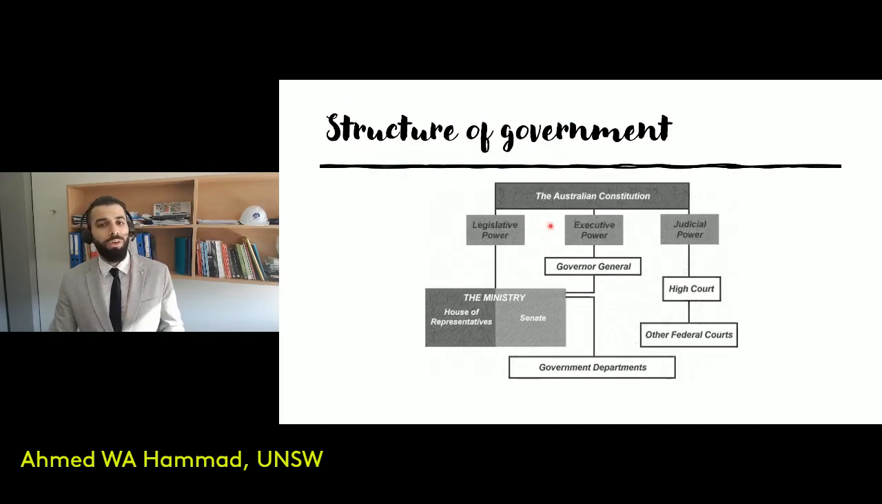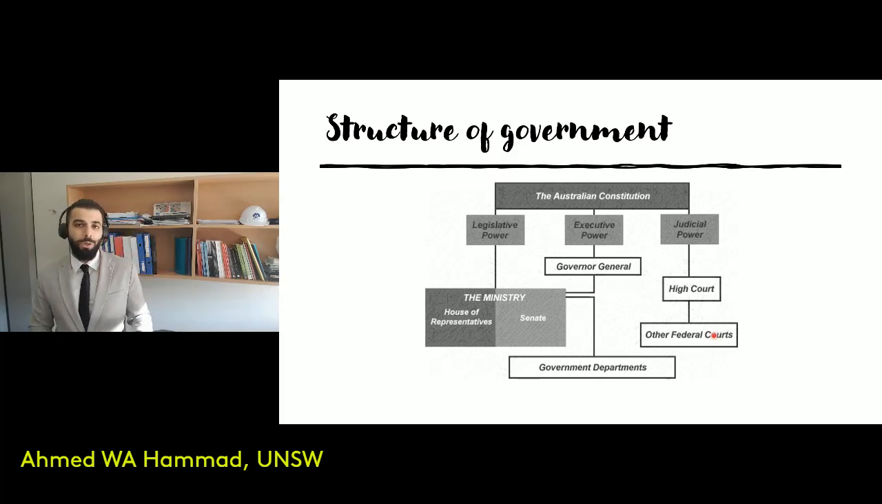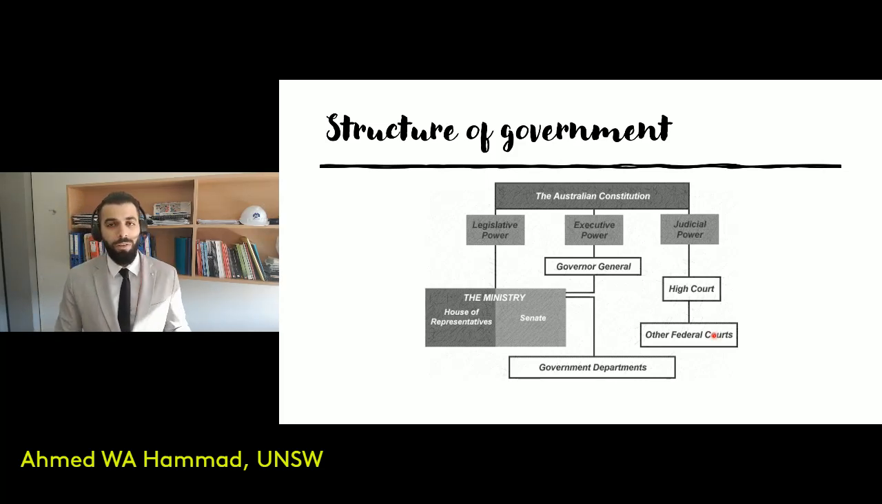In terms of the structure of government, you have the Australian Constitution that defines these three separate powers: the legislative, the executive, and the judicial. As we talked about, the legislative power is represented by the House of Representatives and the Senate. The executive power is the Governor General, and for the judicial power, you've got the High Court and the judges in it, plus the federal courts and the judges in it. And as I mentioned, you also have the state courts as part of that judicial system.